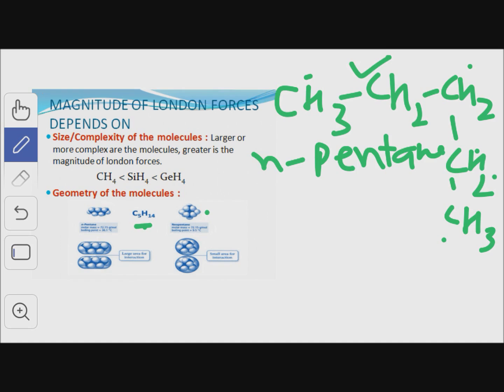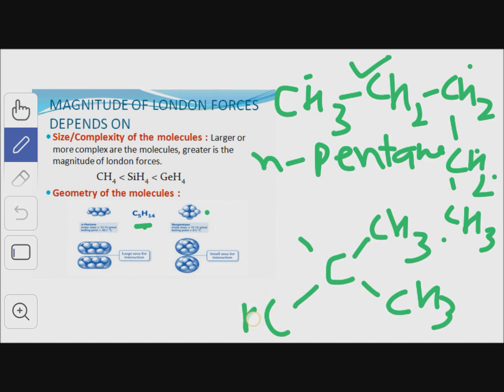And the second formula is neopentane, in which one carbon is in between the 4 carbon atoms. This is the formula of neopentane. This is neopentane, and the straight chain represents N-pentane. N-pentane is a straight chain molecule and neopentane is a branched chain molecule.